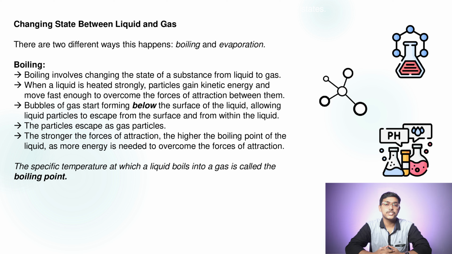Now, let us look at the changing of states between liquids and gases. There are two different ways that this happens: boiling and evaporation. Boiling involves changing the state of a substance from liquid to gas. When a liquid is strongly heated, particles gain kinetic energy and move fast enough to overcome the forces of attraction between them. Bubbles of gas start forming below the surface of the liquid, allowing the liquid particles to escape from the surface and from within the liquid. The particles escape as gas particles.